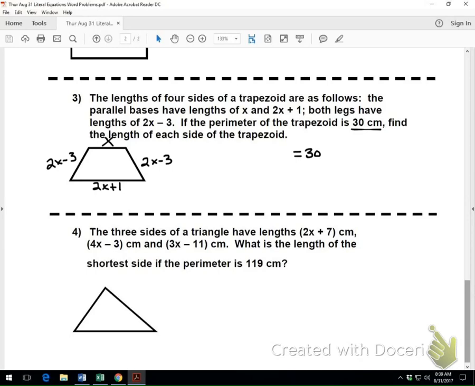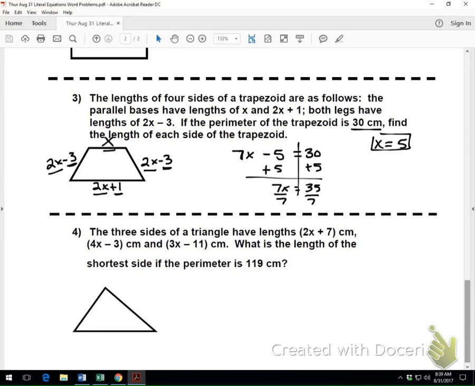So let's start with 2x plus 2x plus 2x plus x. 7x. Then I got negative 3 minus 3, negative 6, plus 1, negative 5. Okay, so now I draw my line. What do I do from here? Add 5 to each side. Perfect. So I get 7x equals 35. Divide by 7. I get x equals 5. Okay, so that's my x.